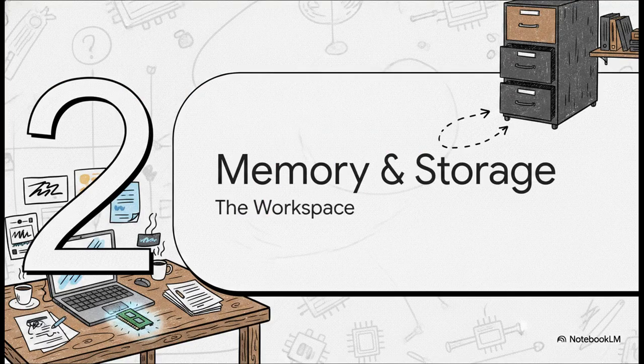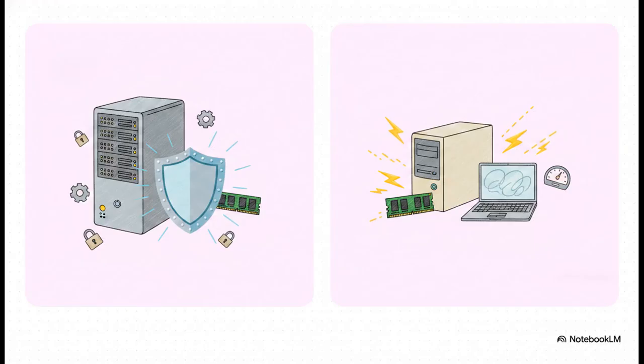Moving right along to Section 2, memory and storage. Think of your system as a workspace. Memory, or RAM, is your short-term working desk, while storage is the long-term filing cabinet sitting over in the corner of the room. When you're picking out that desk space, you're going to encounter 2 main types of RAM.